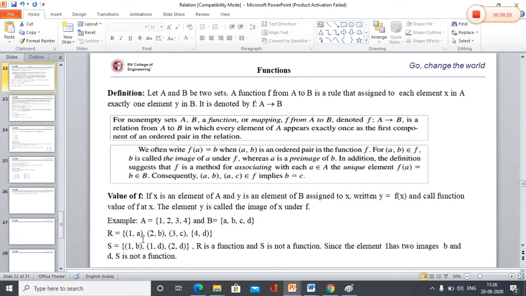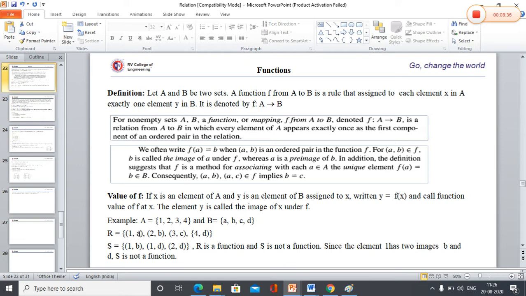So domain means the first element of each ordered pair I am going to pick. Range means the second element of each ordered pair I am going to pick, right? So if I have to find the range for this relation, what will be the range? It will be A, B, C, D. Here, since it's not a function, I will not check.